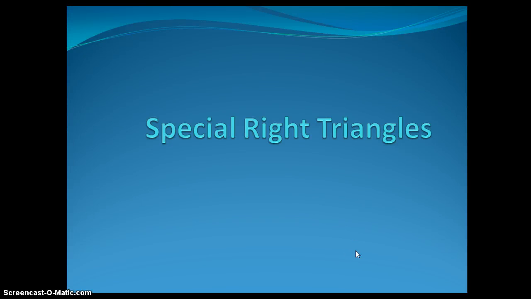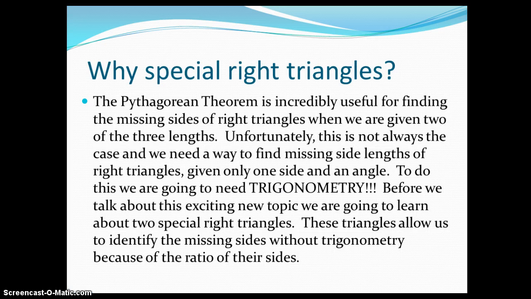Chapter 8 is all about right triangles, and today we're going to talk about two special right triangles. And why special right triangles, you may ask? Well, the Pythagorean theorem is very useful for finding the missing sides of right triangles when we're given two of the three lengths. But unfortunately, this isn't always the case, and we need to be able to find the missing side lengths of right triangles given only one side and an angle. To do this, we're going to need trigonometry.